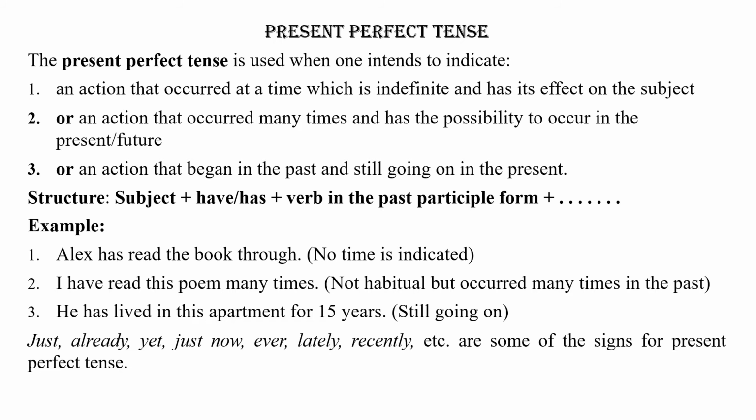The third example: he has lived in this apartment for 15 years and is still living there. An action that has begun in the past and is still going on in the present. Just, already, yet, just now, ever, lately, recently, etc. are some of the signs for present perfect tense.